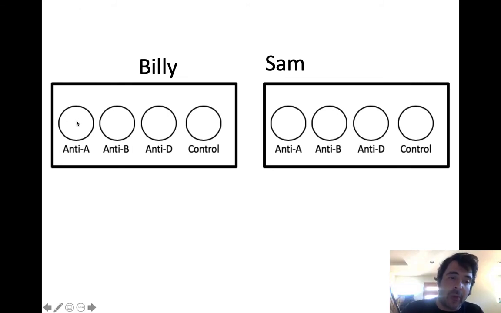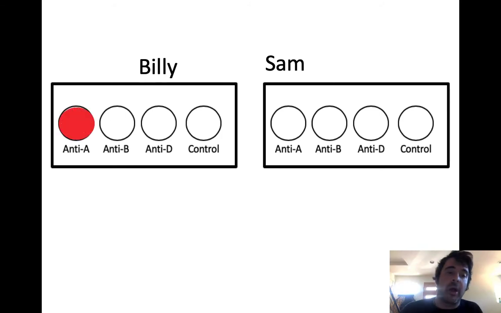So Billy puts a drop of water on the anti-A well, the anti-B well, the anti-RH well, and the control, in order to bring those antibodies into solution so they can actually interact with the antigens on the surface of the red blood cell. So we put our drops of water on, and then we put our blood on. And Billy's agglutination reactions look like this.